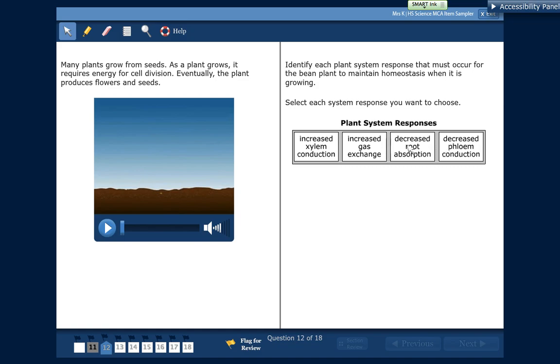Does a plant need decreased root absorption? Well, we need to know that through the roots, plants get water, and that doesn't make sense, that for a plant to live that they would decrease that. Does it? No. Does a plant need increased gas exchange? Yes. It needs to be able to take carbon dioxide in through its leaves, and oxygen needs to be able to leave. And it also needs increased xylem conduction. Xylem is just a part of a plant that brings up water from the roots. And it would make sense for a plant to be able to live that needs to happen.